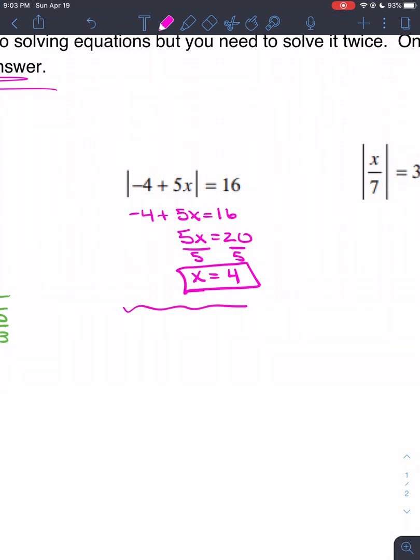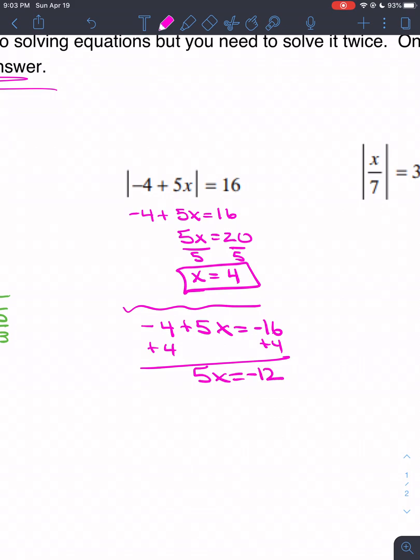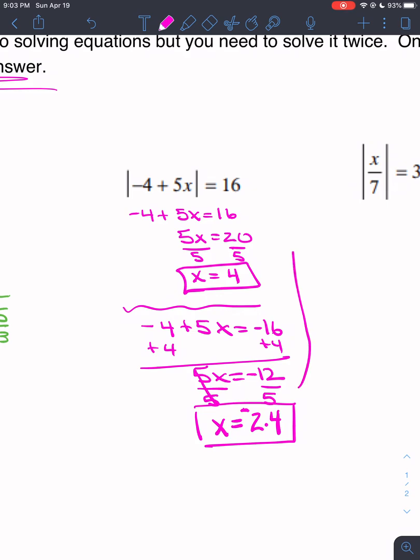Let's do it again. This time we're going to make it a negative 16. So you have negative 4 plus 5x equals negative 16. Add 4 to both sides. We get 5x equals negative 12. Looks like we're going to get a decimal here. So divide each side by positive 5. We get x equals 2.4. Let's make that a negative. And that's our second solution. If you wanted to check, we could substitute that back in and make sure it works.